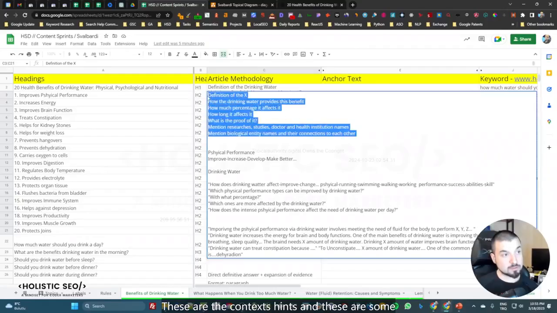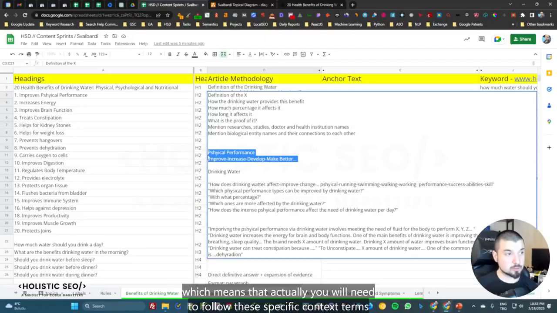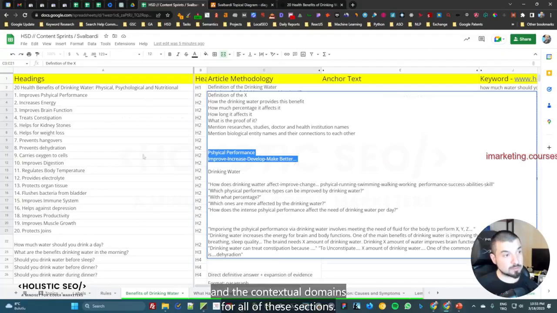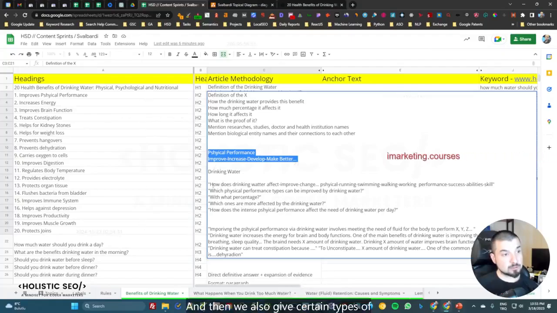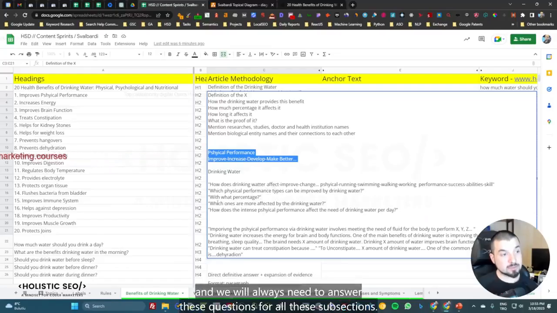These are the context hints and these are some order hints, which means that actually you will need to follow these specific context terms and the contextual domains for all of these sections. And then we also give certain types of predicates or certain types of possible effects. And we will always need to answer these questions for all these subsections.